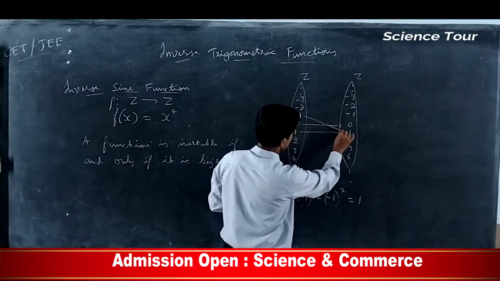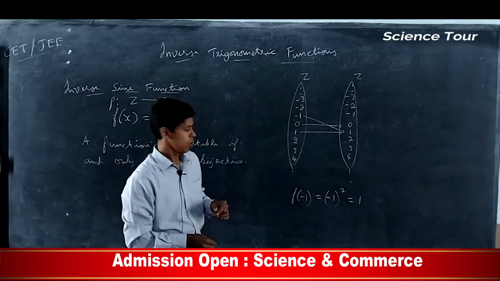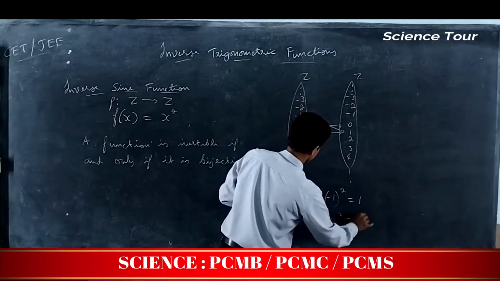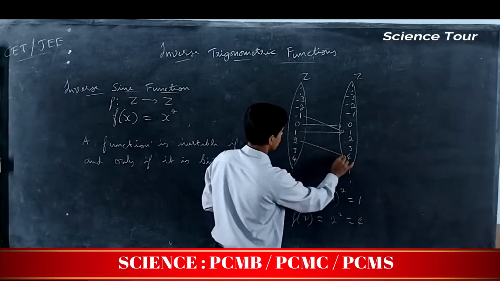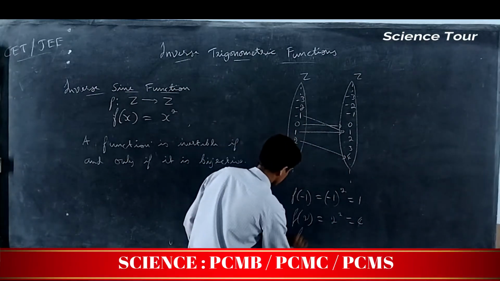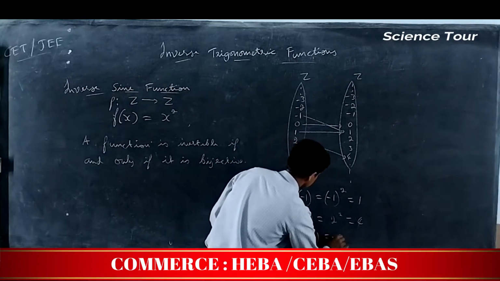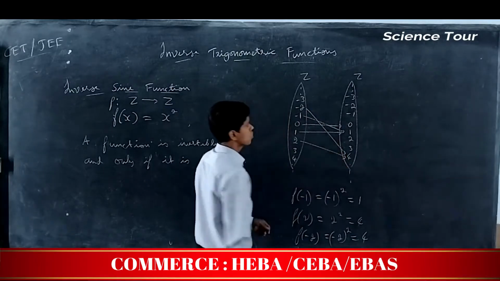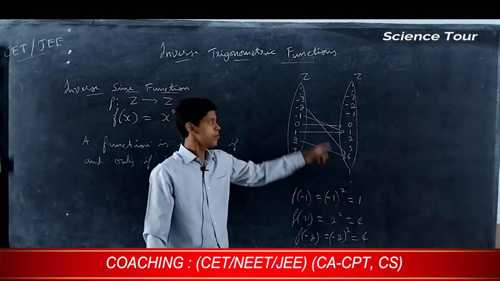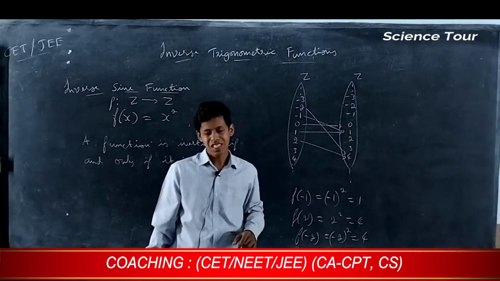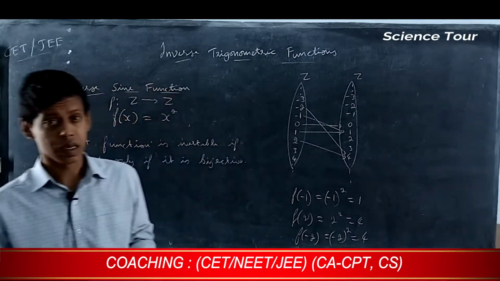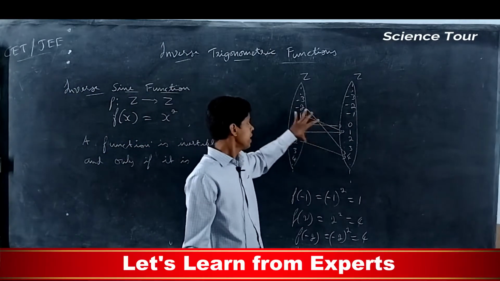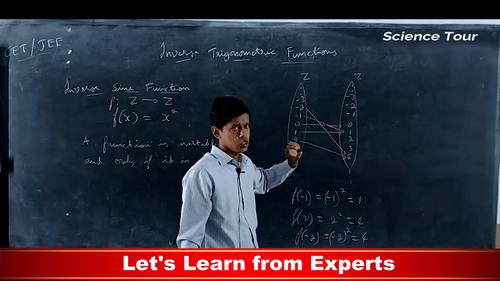So minus 1 will go to 1. What about f of 2? F of 2 is 2 square, which is 4. So 2 will go to 4. F of minus 2 is minus 2 square, which is also 4, so minus 2 also goes to 4. Similarly, 3 will go to 9, and minus 3 also will go to 9. Now my question is, is it one-one? No, this is not one-one. Many elements go to one image, so it is many-one.